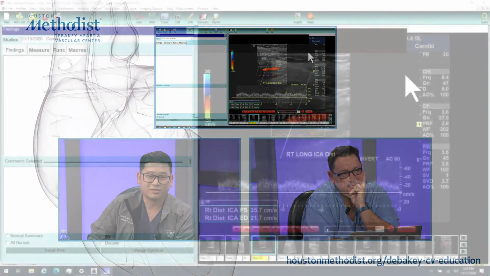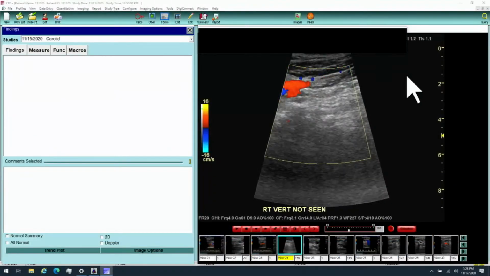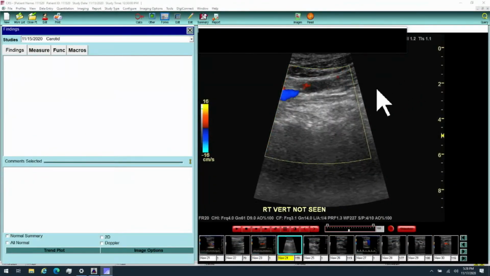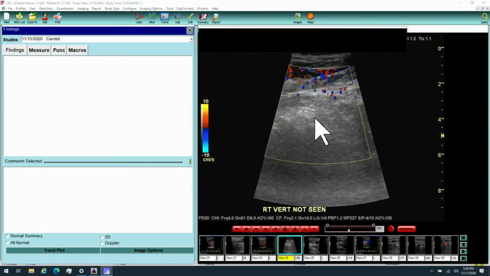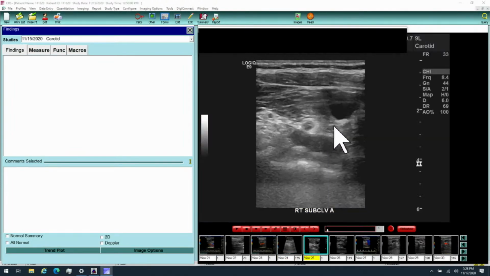Okay, just another representation of the same waveform here. Right vertebral artery is not seen, or you're having a hard time. I definitely saw the process here. You're just having a really hard time there.